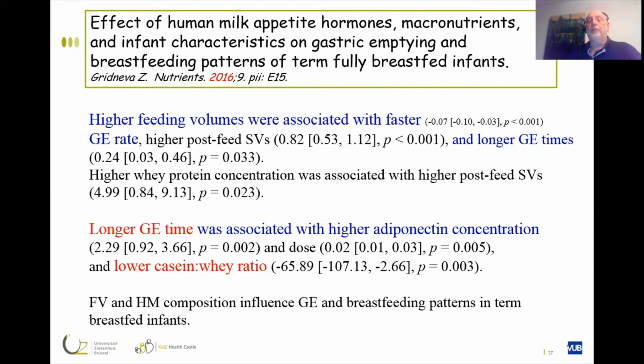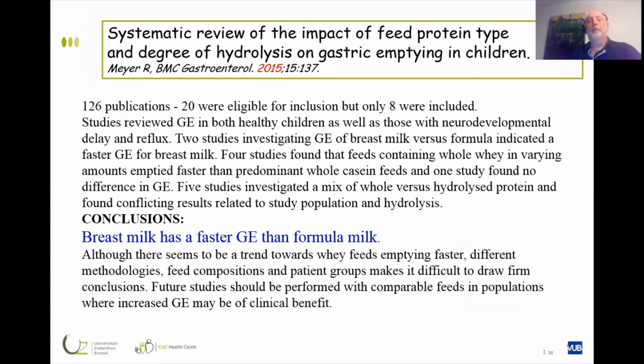Higher feeding volumes are also associated with faster gastric emptying and longer gastric emptying times. So a longer gastric emptying time was associated with higher adiponectin concentrations and lower casein-whey ratio. So gastric emptying time is associated with casein-whey ratio. And breast milk has a faster gastric emptying than formula milk.